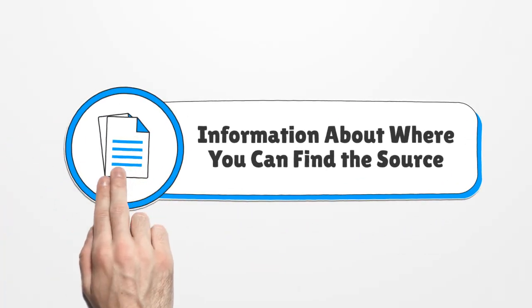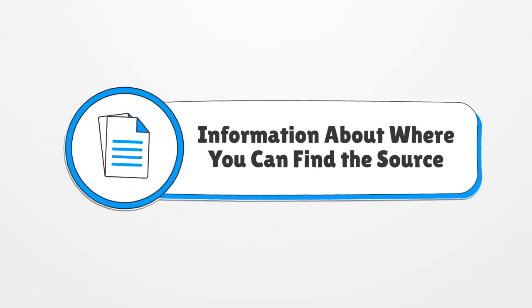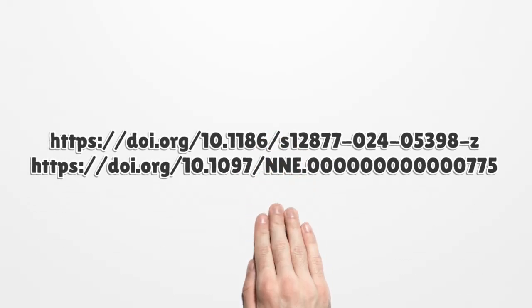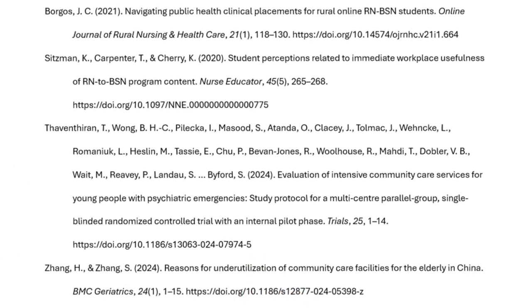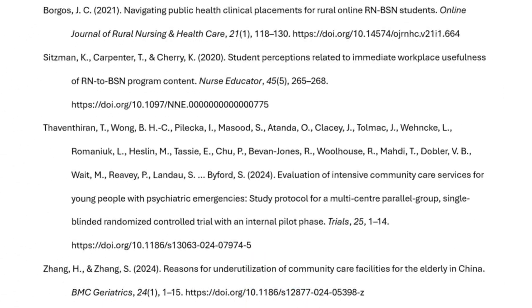The last element of the citation is where you can find the article. For journal articles, this is the Digital Object Identifier, or DOI, if there is one. If the article has a DOI, format it like a URL. If the article does not have a DOI, follow the guidance in your APA manual to determine if you should use a link to the publisher's website, a link to a library database, or neither. Altogether, your reference list entries should look something like this.